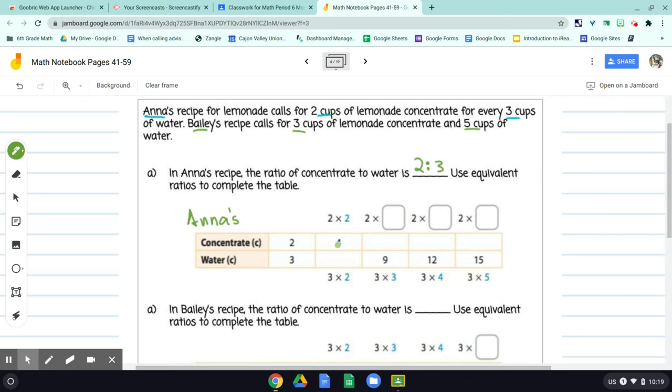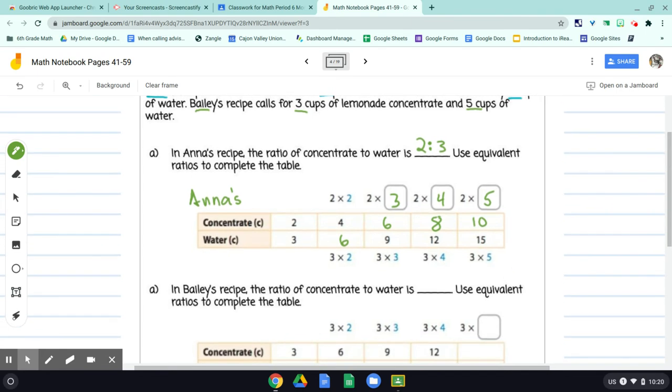But what if she was to double that? She's multiplying this by 2 to get 4. She'd also multiply the bottom of the ratio, the water amount, by 2 and get 6 cups. So what if she was to do that again? Instead of multiplying it by 2, she was to multiply it by 3. Well, 2 times 3 is 6. So if she wanted to make 3 times the amount of lemonade, she'd make 6 cups of concentrate and add 9 cups of water. If she wanted to make 4 times the amount of lemonade as her original ratio, she would use 8 cups of concentrate, 12 cups of water. And if she wanted to make 5 times the amount of lemonade, 2 times 5 is 10 cups of concentrate and 15 cups of water.